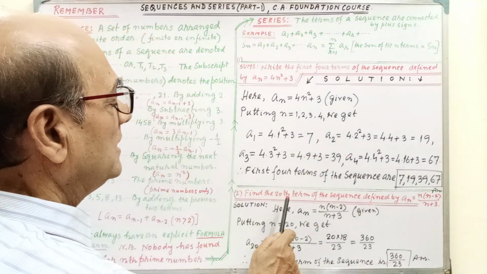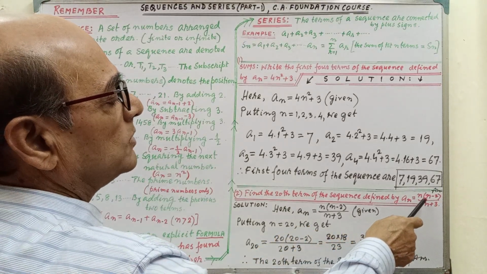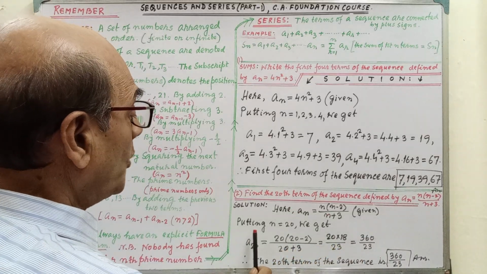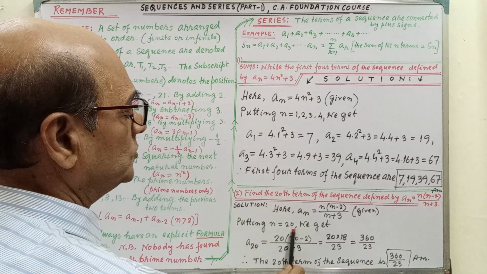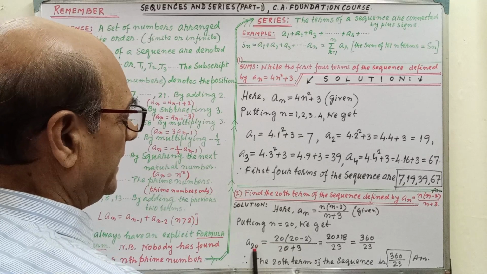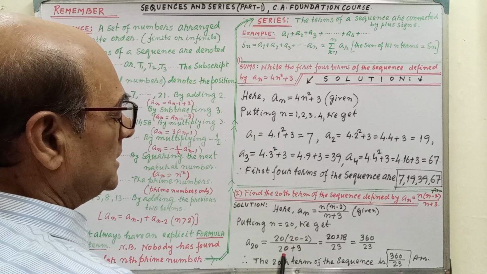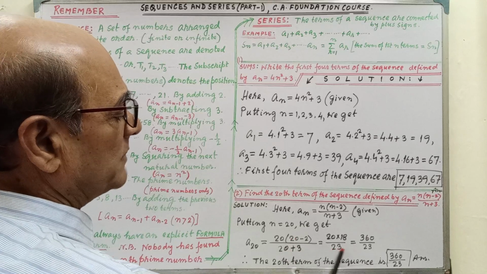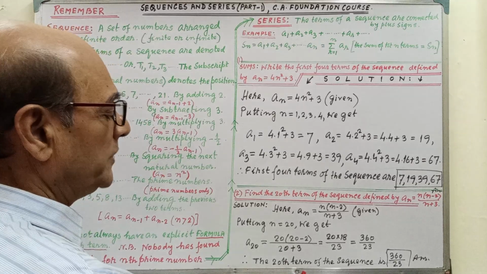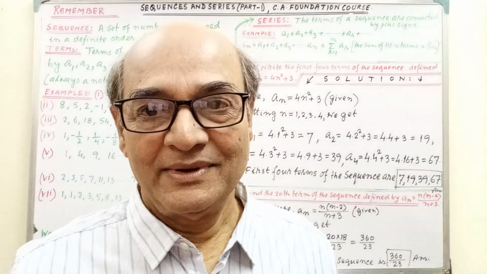Next, find the 20th term of the sequence defined by a_n equals this. Here, a_n is given. For the 20th term, putting n equal to 20, we get: in place of n, we have to put 20. That is a_20, with n replaced by 20, divided by 20 plus 3. By simplifying, we are getting 360 divided by 23. Therefore, the 20th term of the sequence is 360 by 23.